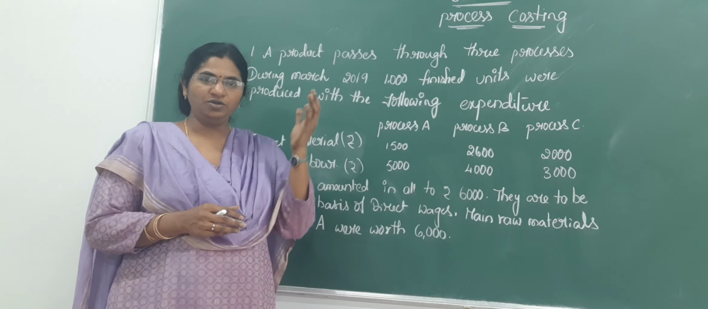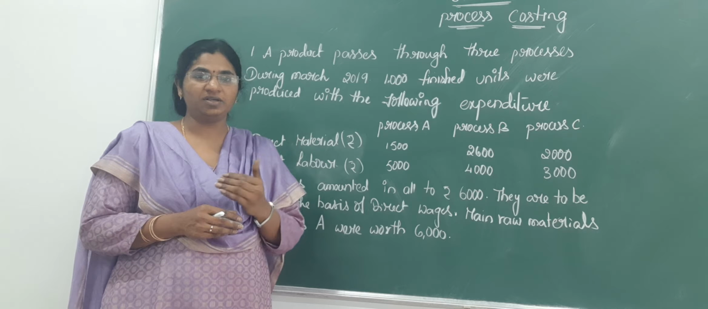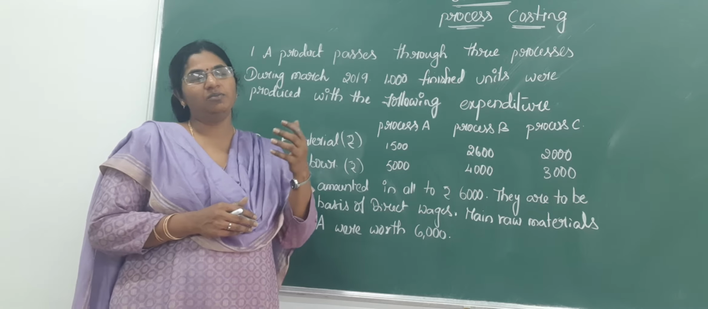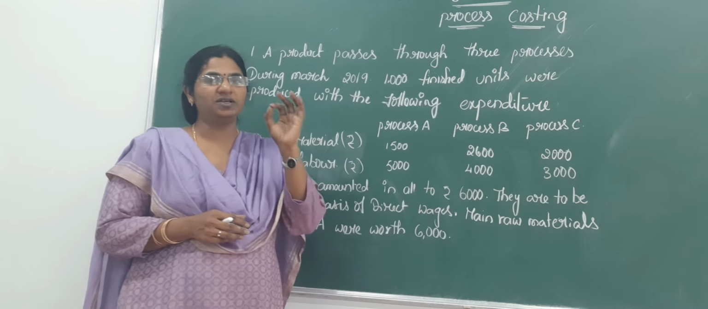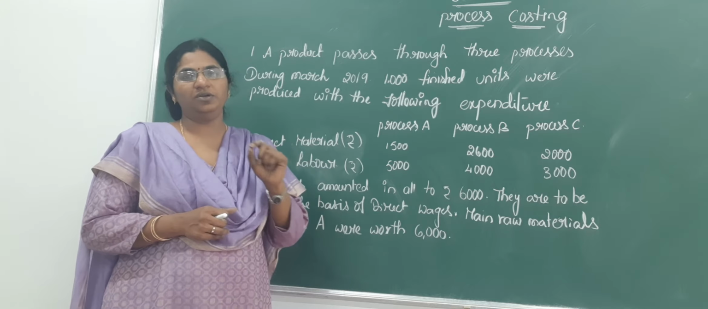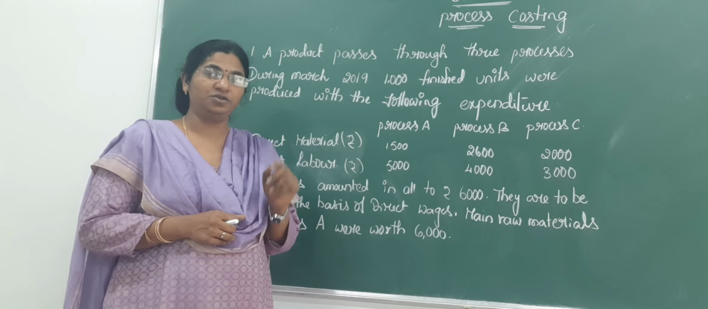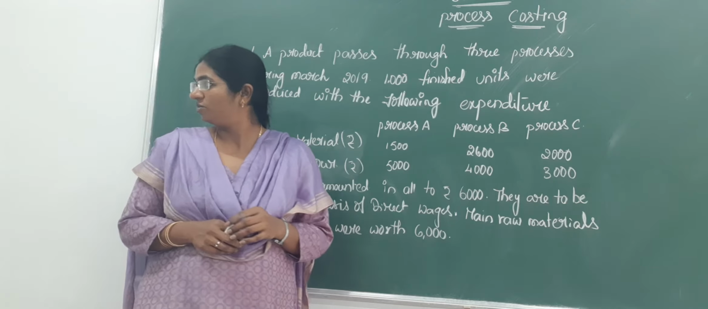So when we are doing a work, we need to observe how the work is going on and how the process is going on. So in process costing, we need to analyze what is the per unit cost of material, per unit cost of labor and per unit cost of overheads. So let us focus on a problem.